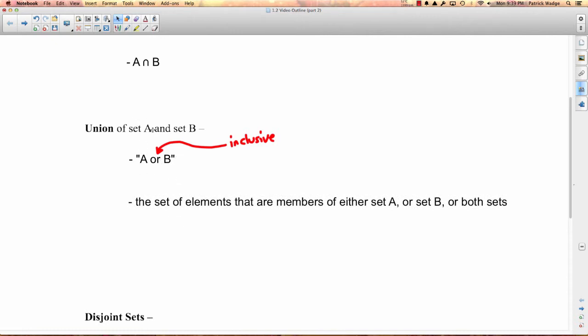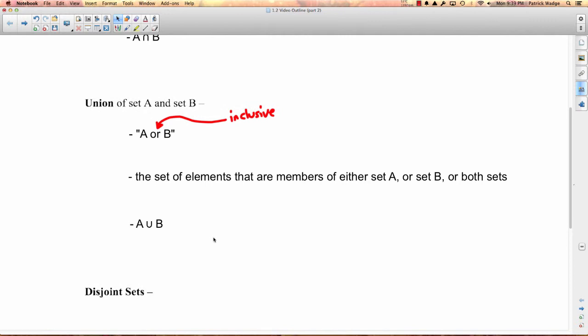So in this case, the union of set A and set B, it means the set of elements that are members of set A, or they're members of set B, or they're members of both. So as long as they show up in one of them, we include it in the union. And the way we show that is A, U, B. That's the union of set A and set B.